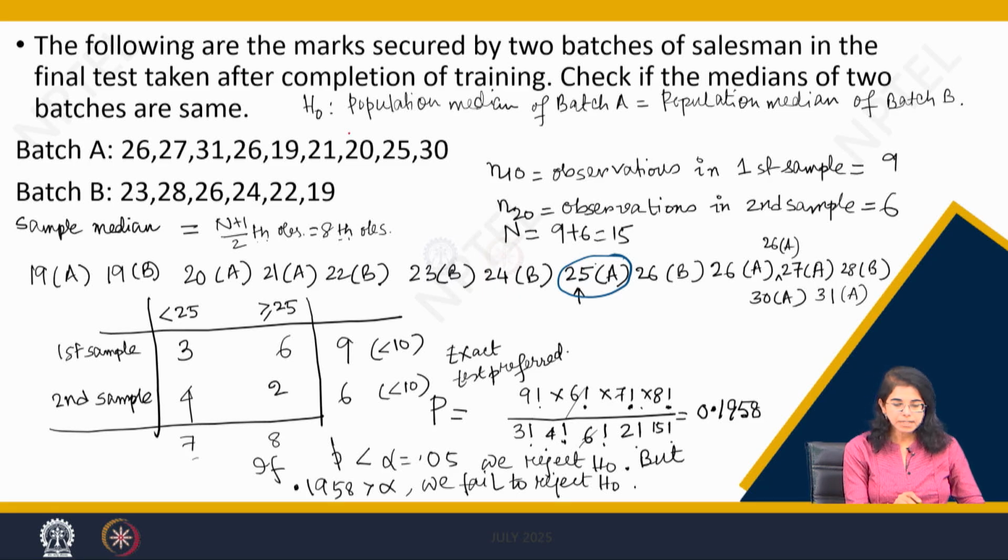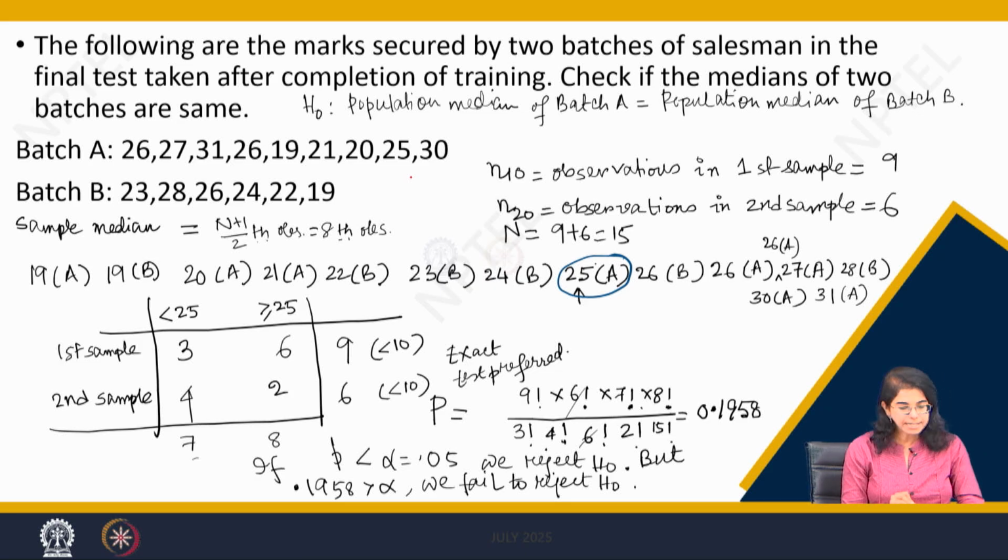So what is your null hypothesis? The basic question: the population median of batch A is the same as the population median of batch B. Right? This is your null hypothesis. And what would be the alternative hypothesis? I haven't written the alternative hypothesis here, but the alternative hypothesis will be just not equal to. Clear? So this is batch A and batch B.